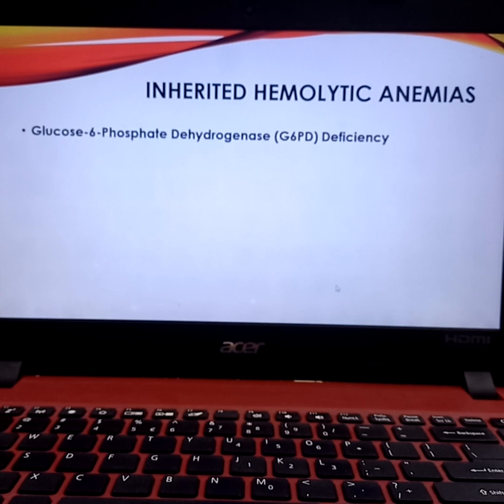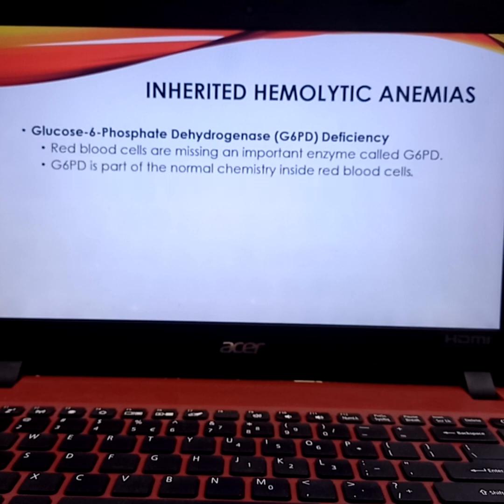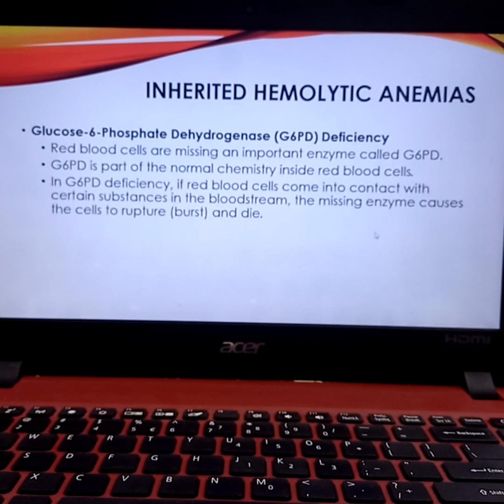The other one is glucose-6-phosphate dehydrogenase, or G6PD deficiency. G6PD deficiency is wherein your red blood cells are missing an important enzyme called G6PD. This enzyme is very important for the normal chemistry inside the red blood cells. So without G6PD, your blood cells will be destroyed. In G6PD deficiency, if red blood cells come into contact with certain substances in the bloodstream, the missing enzyme causes the cells to rupture or burst and die.